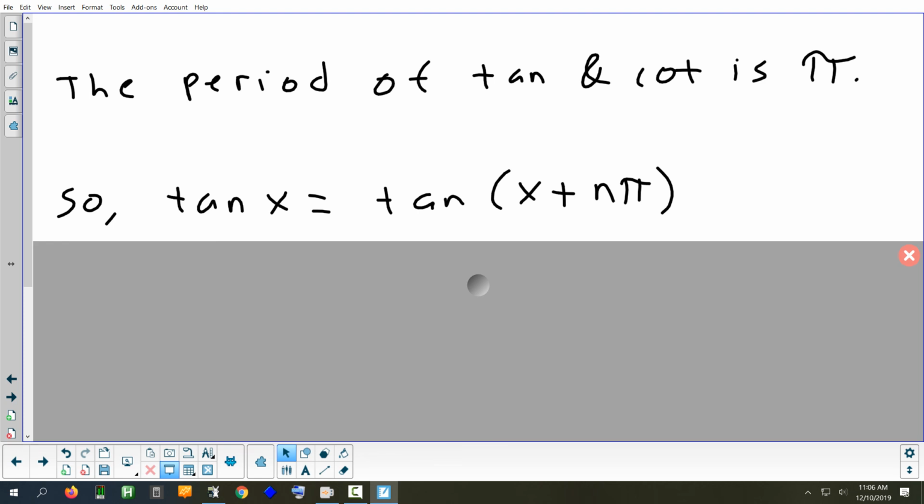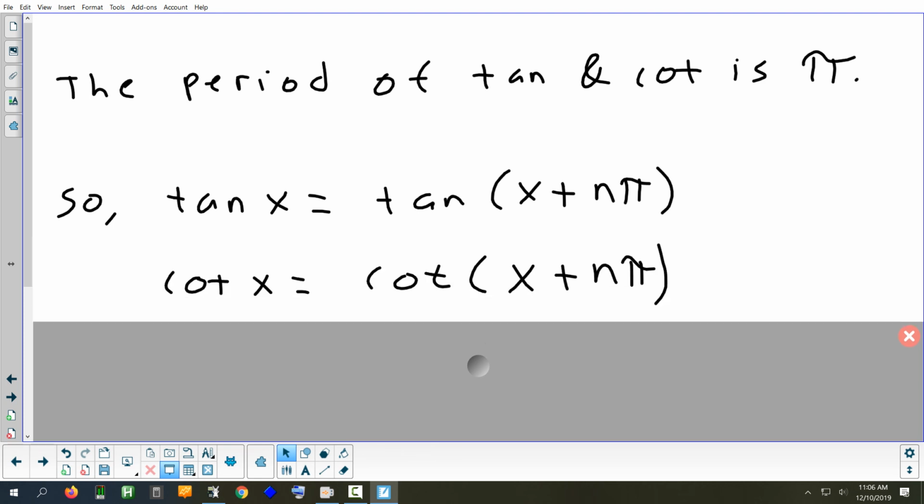If you take the tangent of, I use 10. If you take the tangent of something, or the tangent of that something plus a multiple of 180, or a multiple of pi, it just depends if you're in radians or degrees, it comes out the same. That also works for cotangent. If you take the cotangent of something, or the cotangent of that something plus any multiple of the period, you will get the same thing.